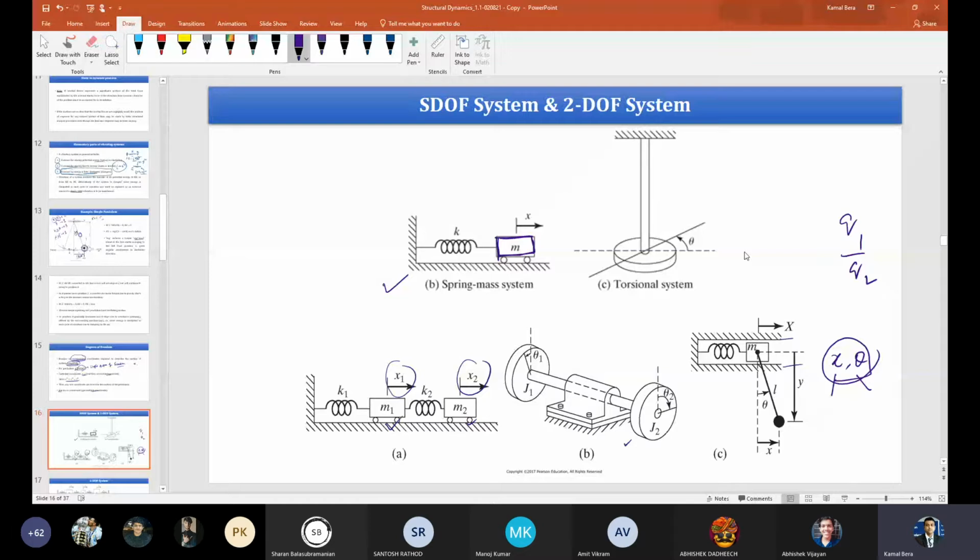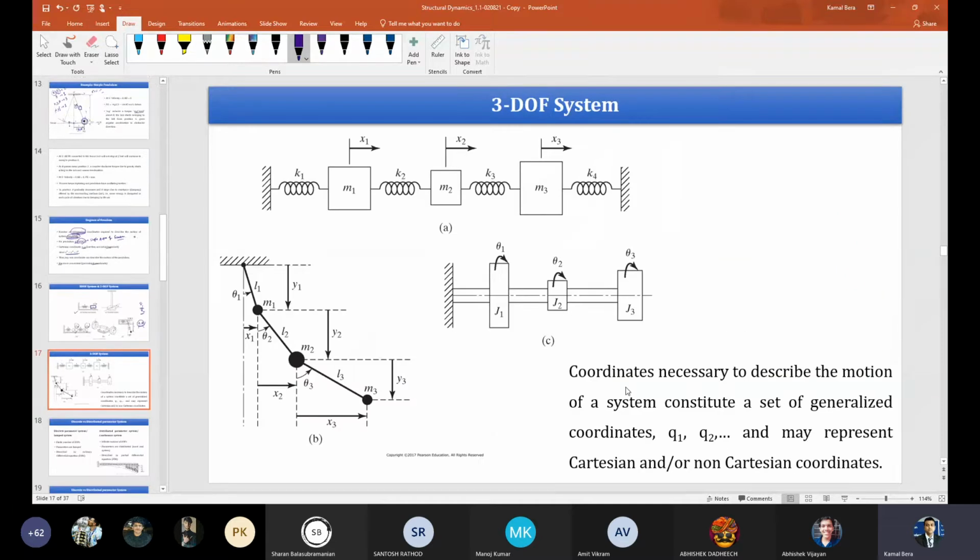These are called the generalized degrees of freedom. Here q1 is x and q2 is theta. These are all discrete types of systems, right? M1, M2, M1 here are discrete, so the masses are actually lumped.